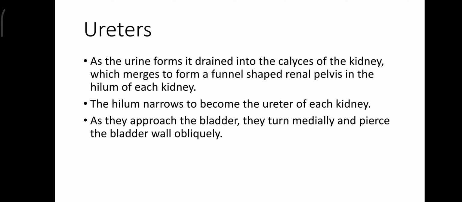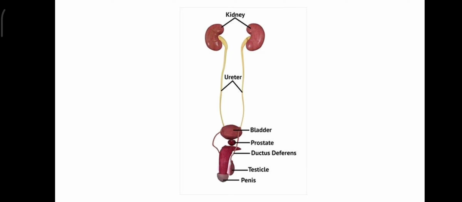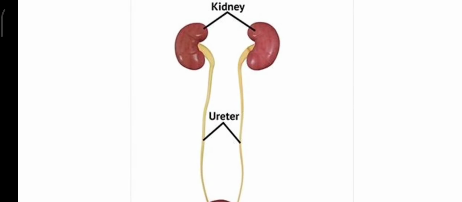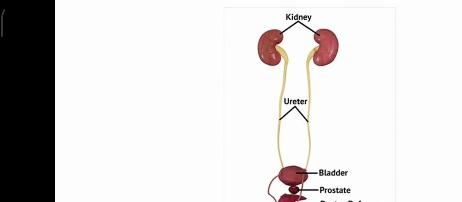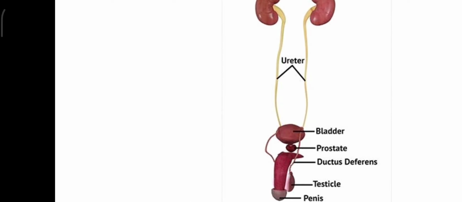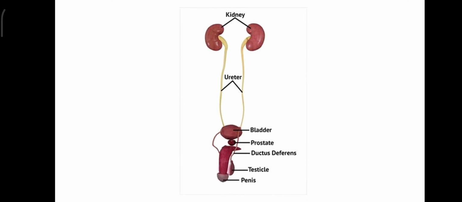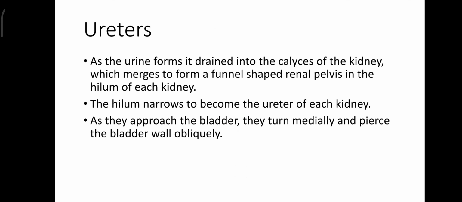Next, we will learn about the ureters. As the urine forms, it drains into the calyx of the kidney, which merges to form a funnel-shaped renal pelvis in the hilum of each kidney. The hilum narrows to become the ureter of each kidney. As they approach the bladder, they turn medially and pierce the bladder wall obliquely. You can see in this picture that the renal pelvis is shortened and narrowed and then called the ureters, two ureters, and they pierce the bladder obliquely. These two ureters collect urine from the kidney and pass it to the bladder.